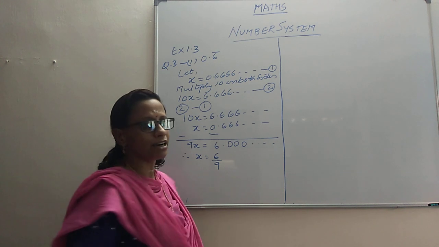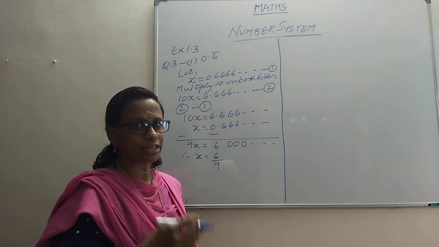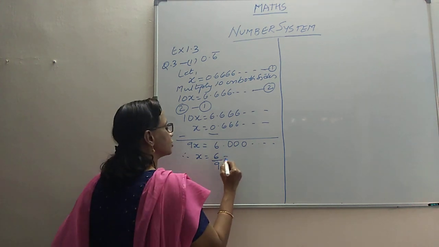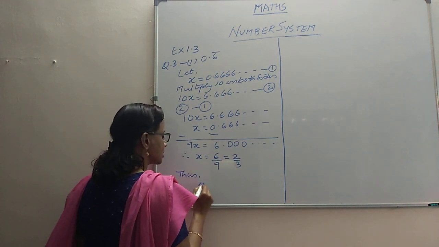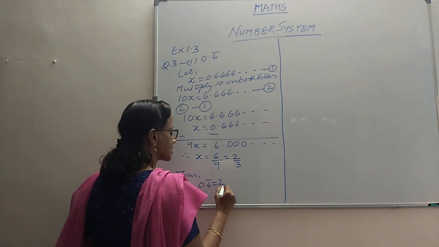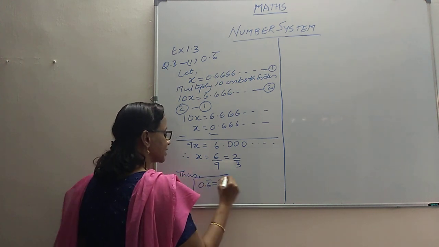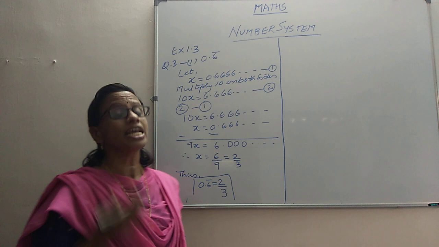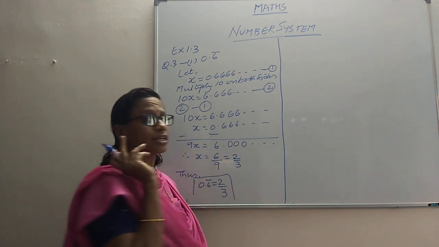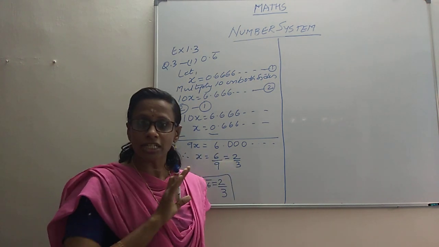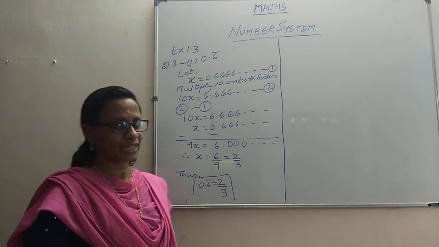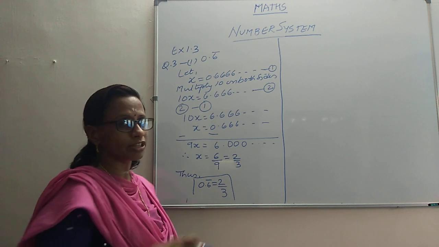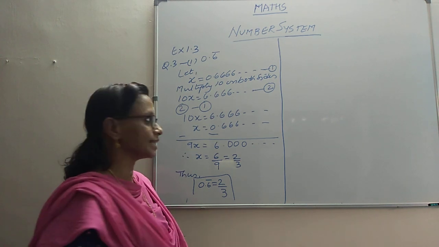Incidentally, because 6 and 9 can be reduced in the table of 3, it gets reduced to 2 by 3. As a result, our answer becomes: 0.6 recurring on 6 can be expressed as 2 by 3. That's our question: express it as a fraction such that the numerator and denominator are both integers and the denominator is not equal to 0. This is how we express it in the required form. That is the first problem. As I said, we follow the tailor-made format and that's how we get the answer.